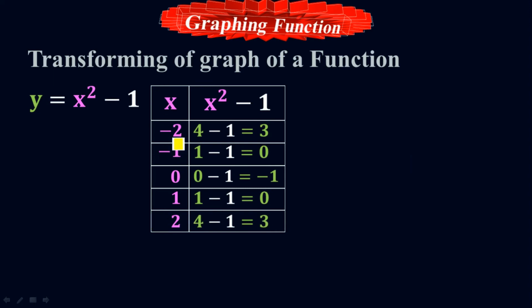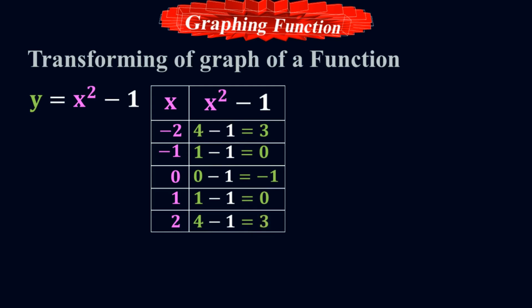Just substitute some random values. Start from negative 2, negative 2 to the square is 4, 4 minus 1 is 3. These are my y values because y equals x square minus 1. Whatever value you get at the end will be your y value. Similarly, by putting negative 1 for x, negative 1 to the square is positive 1. So positive 1 minus 1 is 0. X equals 0, 0 to the square is 0, 0 minus 1 is minus 1. 1 to the square is 1, 1 minus 1 is 0. 2 to the 2 is 4, 4 minus 1 is 3.